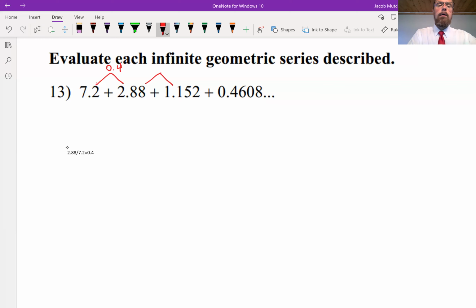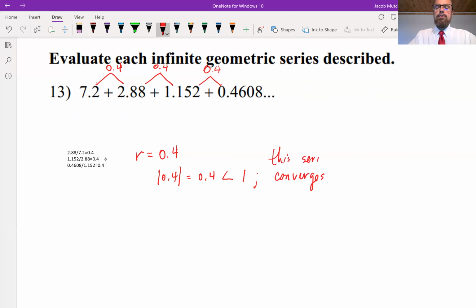Let's keep going. 1.152 divided by the previous term, which again would be 2.88. And that gives us, again, a ratio of 0.4. Let's see if that's a fully common ratio. So again, I'm going to divide, in this case, 0.4608 by the previous term, 1.152. And we see that that equals, again, 0.4. So I can see that this is a geometric series. It has a common ratio for my division of 0.4. And the absolute value of 0.4 is 0.4. And when I compare that to 1, that's clearly less than 1. So this series converges.